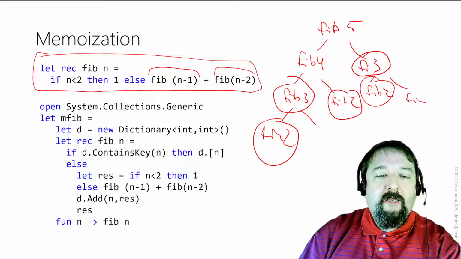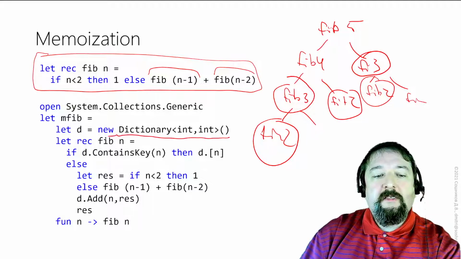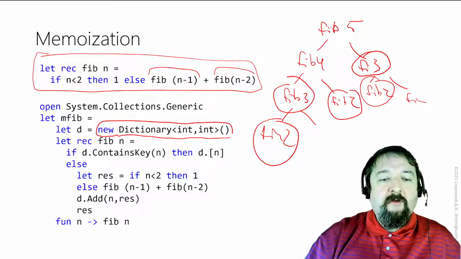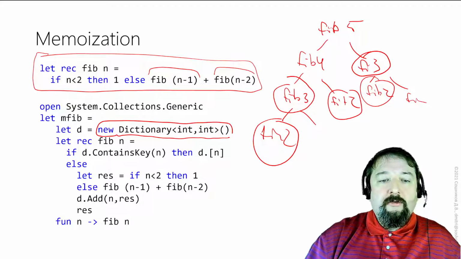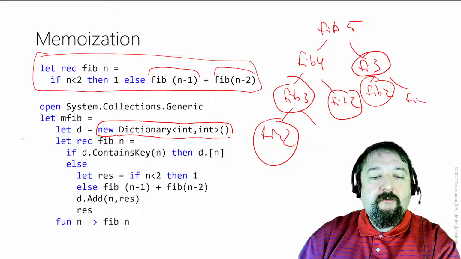For example, we can create a dictionary. This is a .NET structure, a .NET hash table, and we can use it in F#. We can also use F# map, but that would be a little bit more ugly to use. So we will use this dictionary. And then the Fibonacci function would look like this.